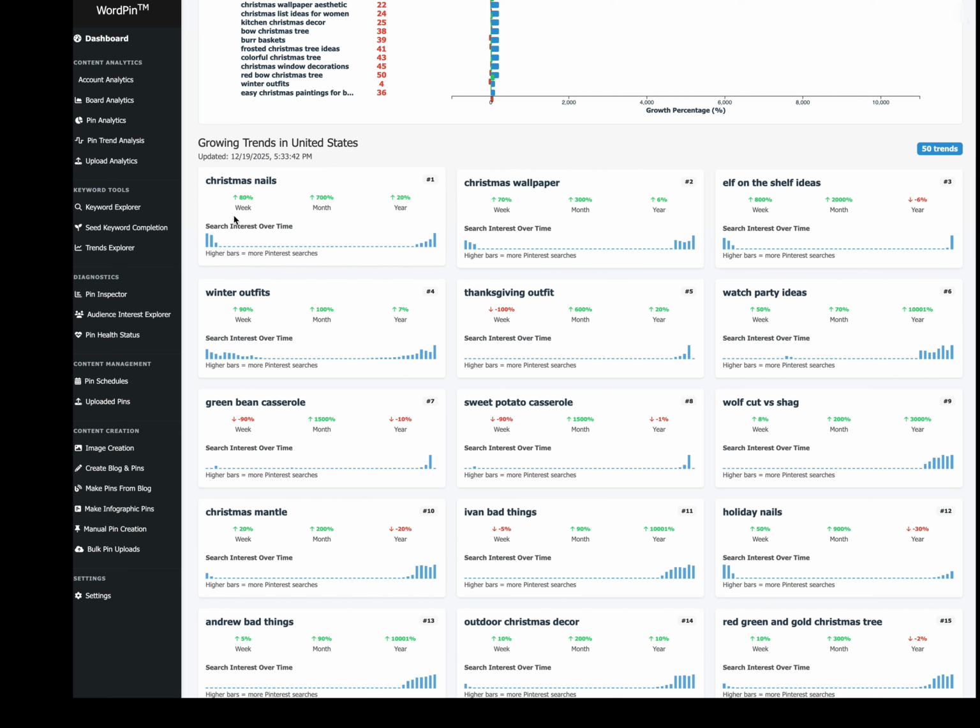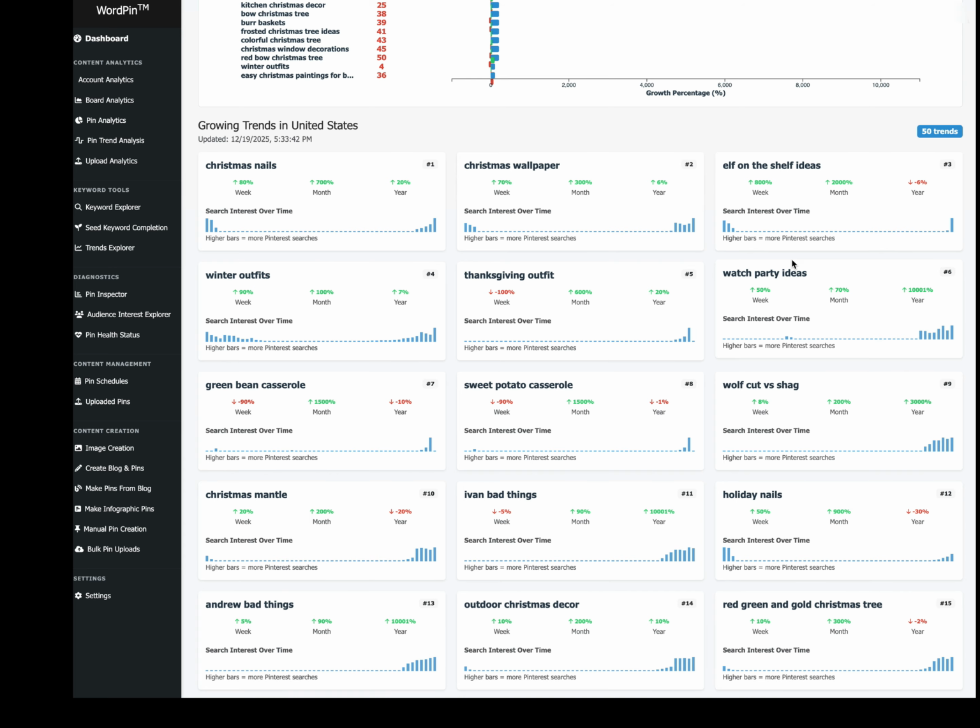Over here you see the height of the bar that indicates how many Pinterest searches happen for this trend specifically over time. And you can clearly see that as of now, this month, there were a lot of searches for Christmas nails probably about a year ago, and then it went down, and there was nothing, and then it came back up. So it's clearly a signal for seasonal trends.